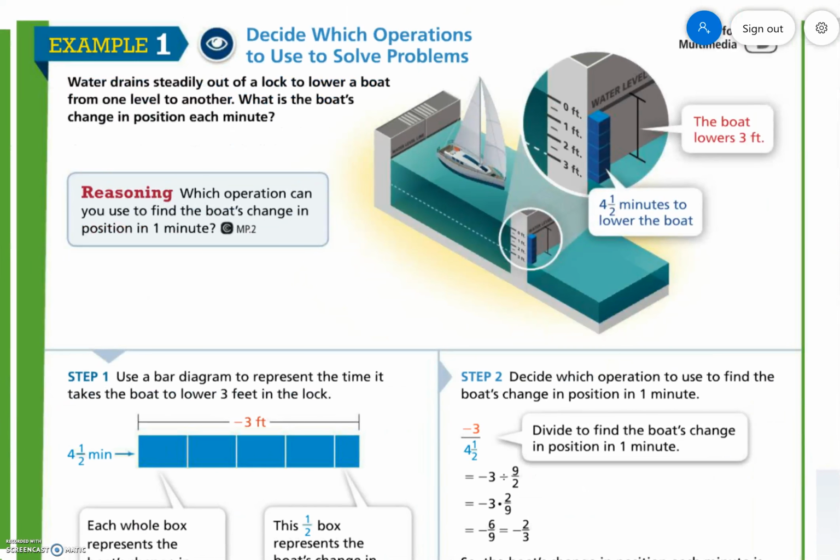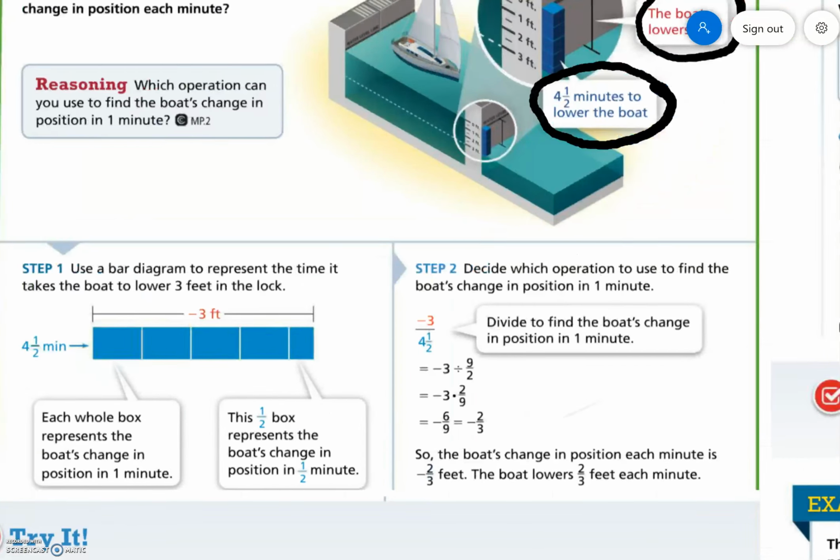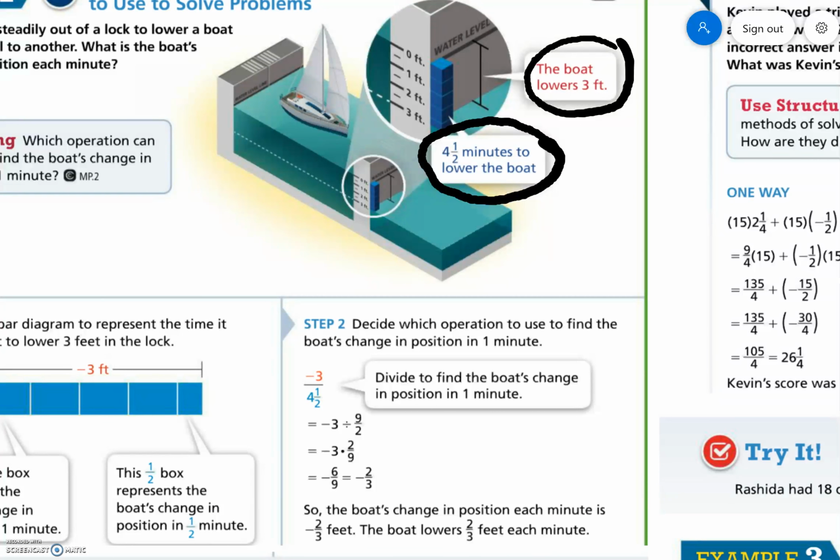Okay. Example number 1. Decide which operations to use to solve problems. Water drains steadily out of a lock to lower a boat from one level to another. What is the boat's change in position each minute? So we can see here, it takes 4.5 minutes to lower the boat, and the boat lowers 3 feet total. So they use a bar diagram to represent the 3 feet and break it up into 4.5 pieces, which each box represents the boat's change in position in 1 minute. But if we're trying to figure out how much it works in 1 minute, we are going to divide.